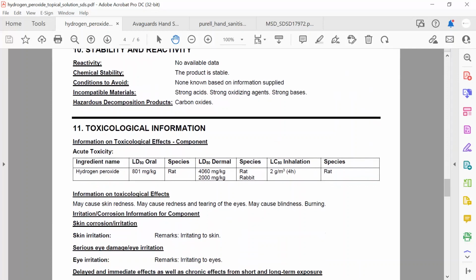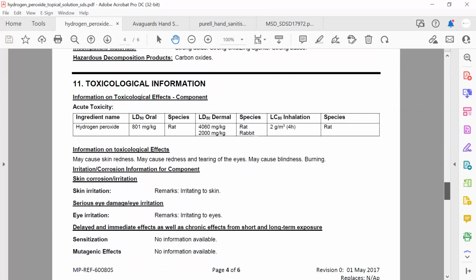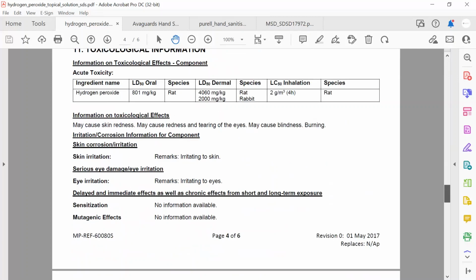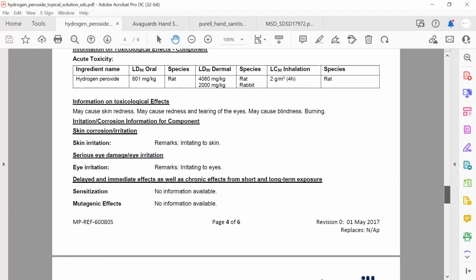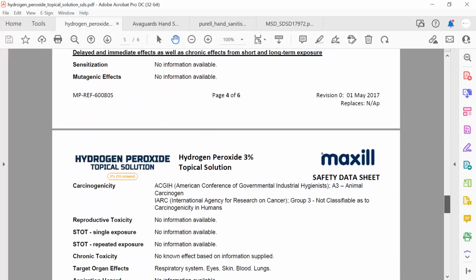It may cause skin redness and redness and tearing of the eyes. It may also cause blindness and burning. So really, really important that we wear our eye protection as they list in the safety data sheet when we're utilizing this product. No information is available about any type of sensitization or any type of mutagens happening to any of your organs.